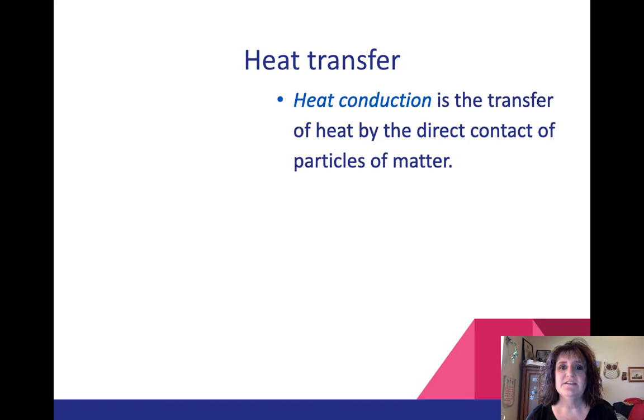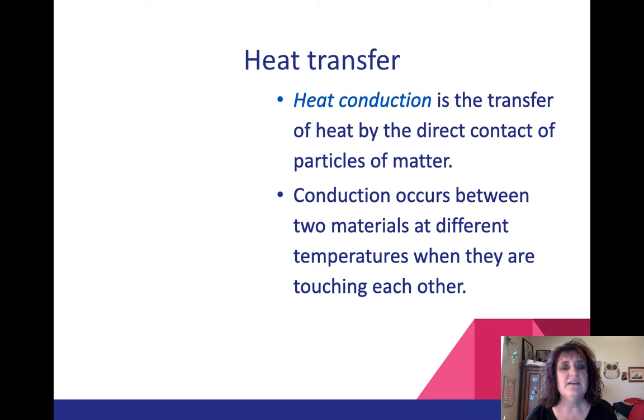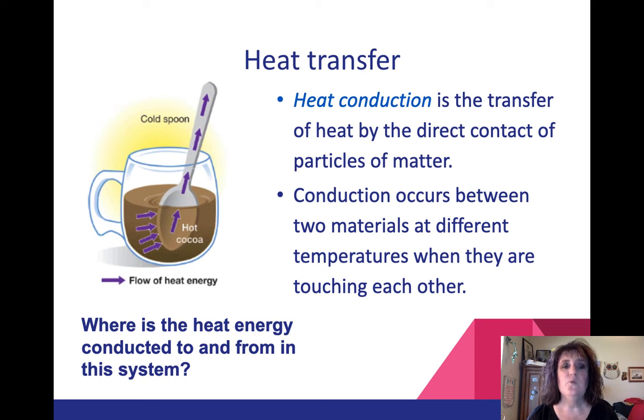Heat conduction is the transfer of heat by direct contact of the particles. Conduction occurs between two materials at different temperatures when they are actually touching each other. So where is the heat energy conducted to and from in that system? Well, hopefully you can see those purple arrows. The heat is going from the hot chocolate to the cold spoon, making the metal spoon hot.